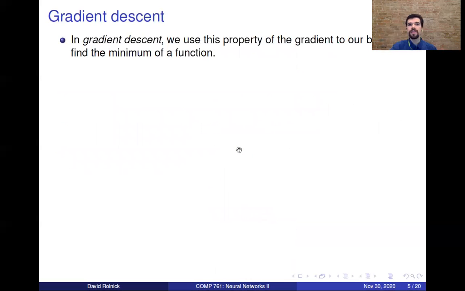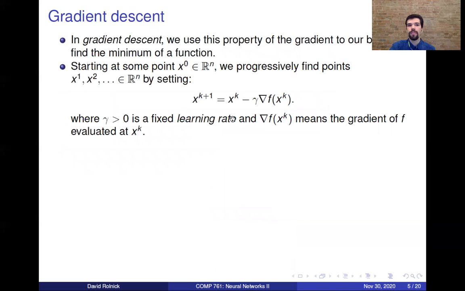So in gradient descent, we're going to use this property of the gradient, that you can use it to approximate the direction where you go down the most, to our benefit, to find the minimum. So starting at some point, again, this is a vector x0. I'm just using a superscript because subscripts I'm using for the entries of a vector. x0 is just a vector, x1 is a vector, x2 is a vector, and so on.